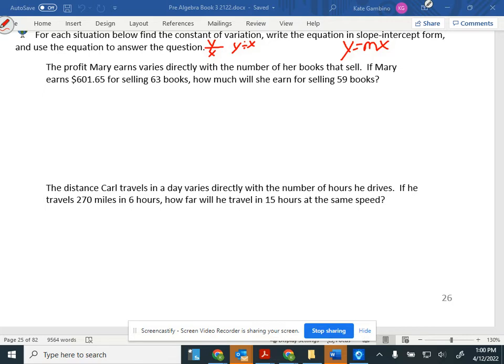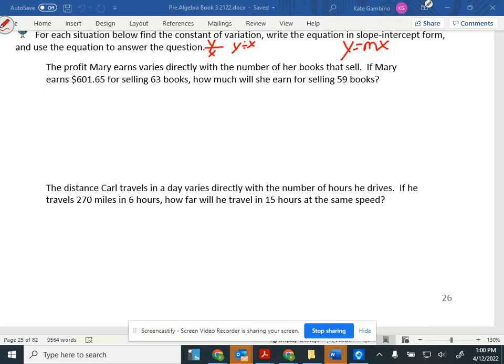So the profit Mary earns varies directly with the number of her books that sell. If Mary earns $601.65 for selling 63 books, how much will she earn for selling 59 books? How do I find my Y and my X? Who remembers? Remember, I said it was a key phrase. What is the Y and what is the X? Katie?